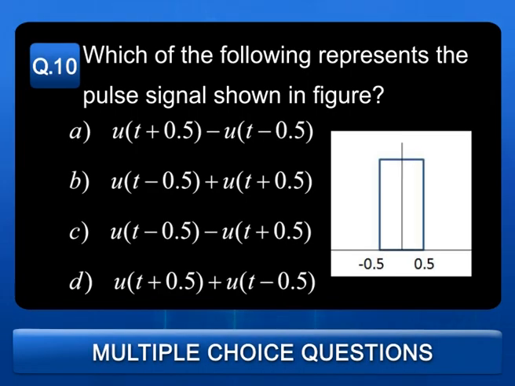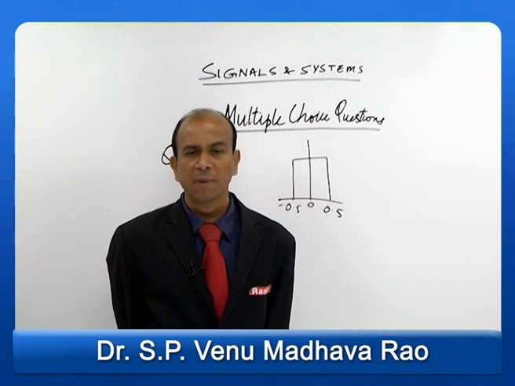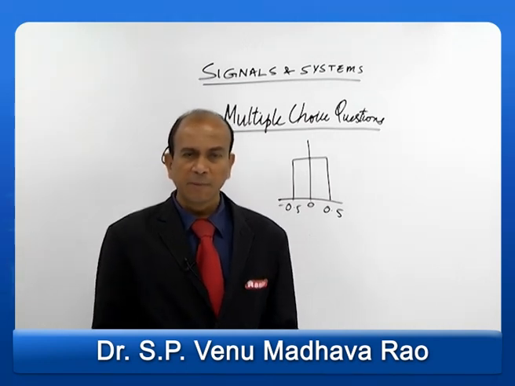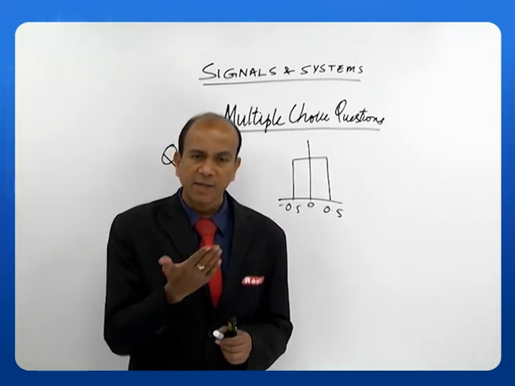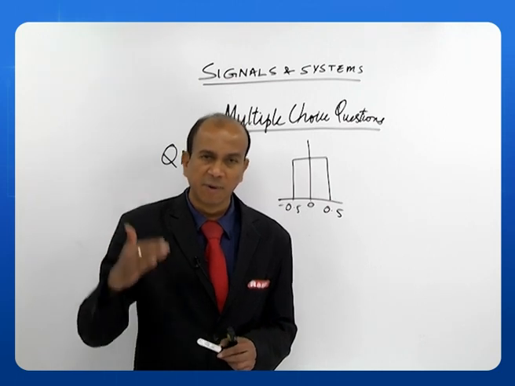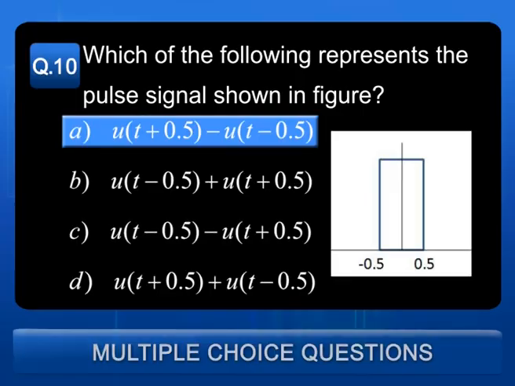A, u of t plus 0.5 minus u of t minus 0.5. Second, u of t minus 0.5 plus u of t plus 0.5. C, u of t minus 0.5 minus u of t plus 0.5. D, u of t plus 0.5 plus u of t minus 0.5. A is the answer, u of t plus 0.5 minus u of t minus 0.5. Okay, that means u of t plus 0.5 means what? It is starting from minus 0.5 and it is going on, whereas the other signal, u of t minus 0.5, starts from 0.5 and moves on. So when I subtract this, what is left is this pulse. So A is the answer.